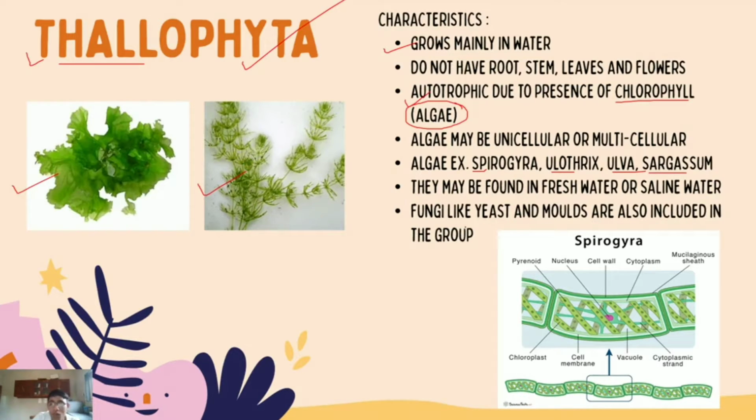Fungi like yeast and molds are also included in the group. So the plants which belong to the kingdom fungi or the classification under fungi, those are also under this particular division, thallophyta. So this is about thallophyta. You have to learn these characteristics of this particular division.